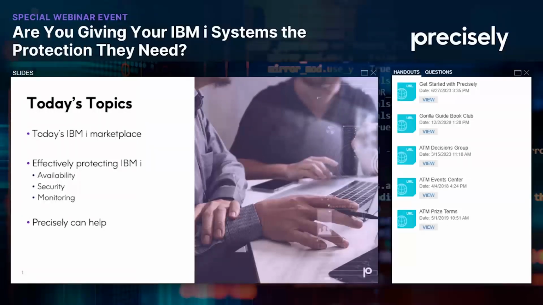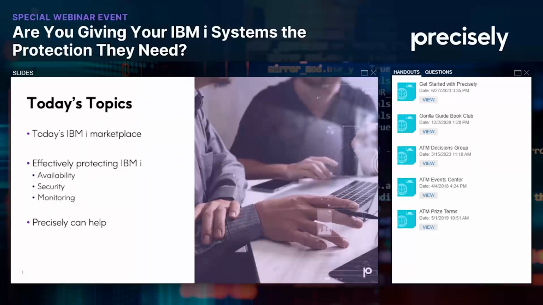So what I want to talk about today, just to lead off, is a state of the marketplace, a discussion on where we are today in the IBM i marketplace and why protecting this system is so critical. Then I want to talk about the different dimensions that relate to protecting that IBM i. We're going to talk about availability issues and security issues, monitoring, services engagements, things like that. And then at the end, I want to close by giving you some specific areas where Precisely can be your partner in keeping your IBM i system as protected and viable as possible. So that's the flow of what we want to go through today.